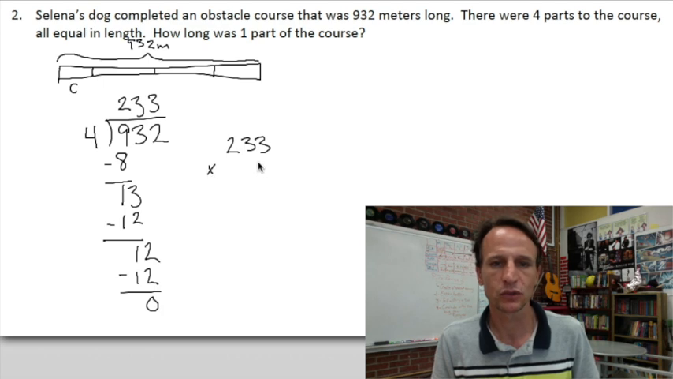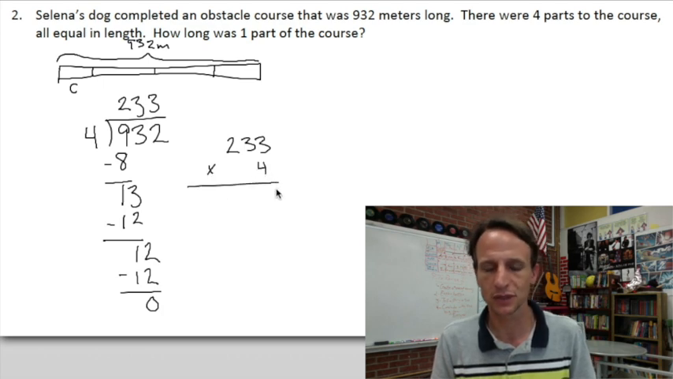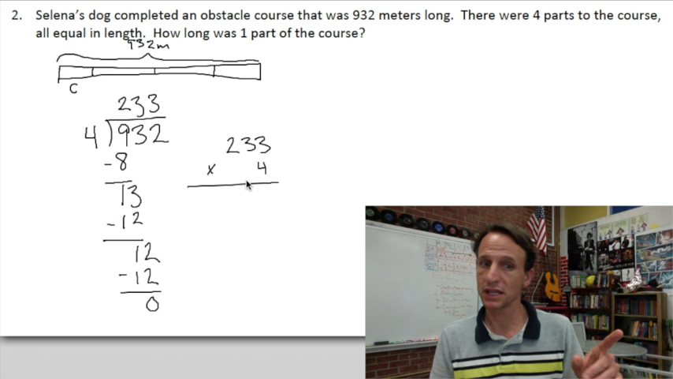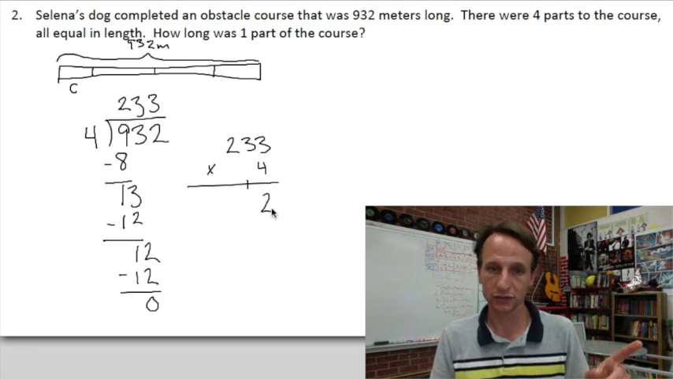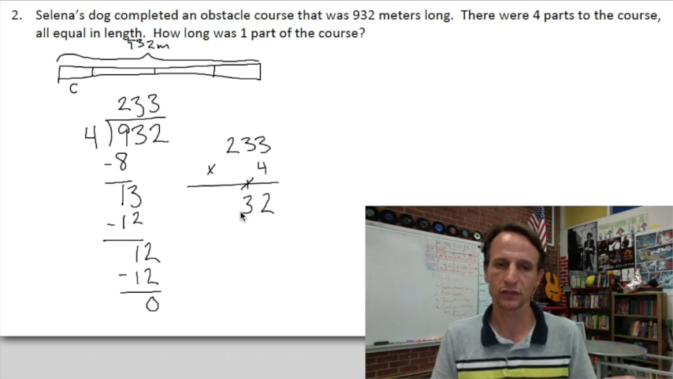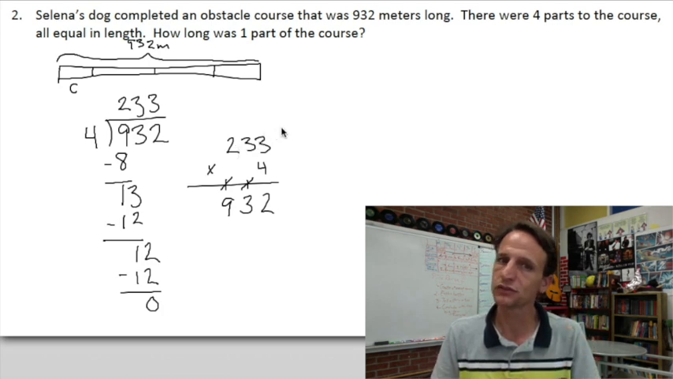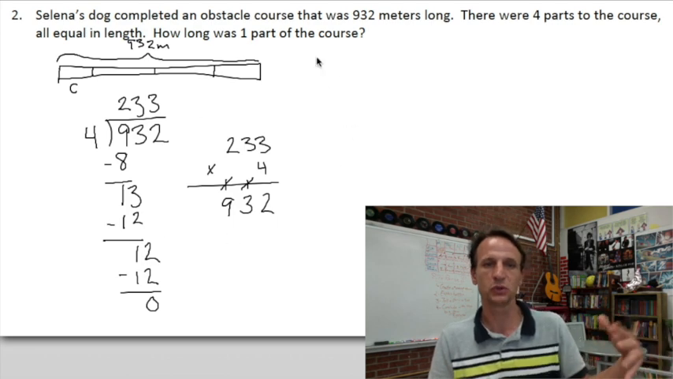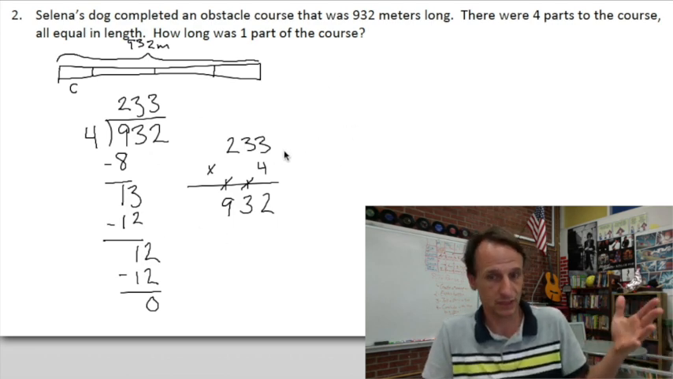All right, 233 times 4. 4 times 3 is 12. 4 times 3 again is 12, but plus 1 is 13. 4 times 2 is 8. Plus 1 is 9. Checks out, 932. Not so fast. What do we have to do to answer the question? That's always nice. All this is beautiful, but you've got to be clear.